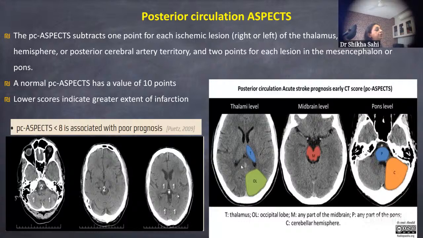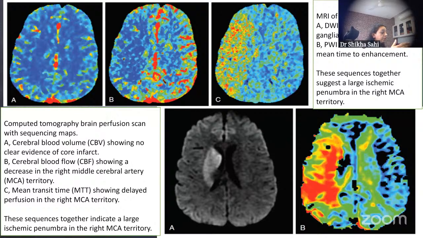And this is the posterior circulation ASPECTS score, in which 1 point is given for both right and left thalamus, cerebellar hemisphere, and posterior cerebral artery territory. And 2 points are given for midbrain and pons. So then the score is calculated out of 10. This will help us again in assessing whether the patient should be included for reperfusion or not.